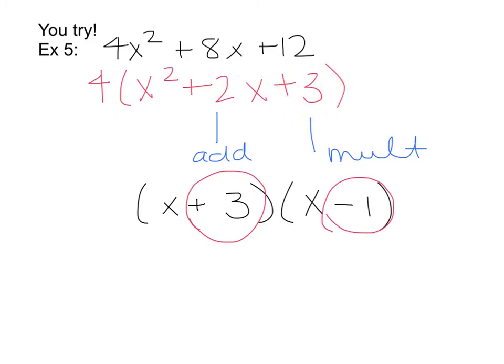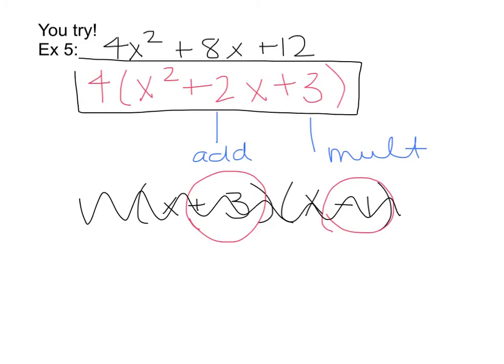So I actually cannot factor this problem anymore. And up here is my answer. There's nothing that multiplies to positive 3 that is going to add to positive 2. So my answer is 4 times the quantity x squared plus 2x plus 3.